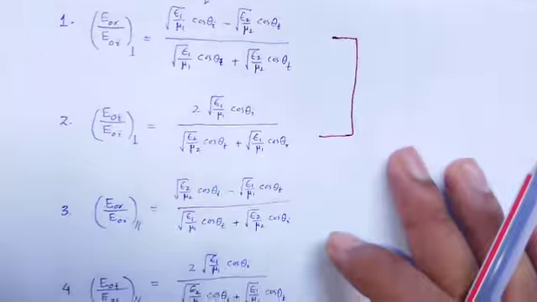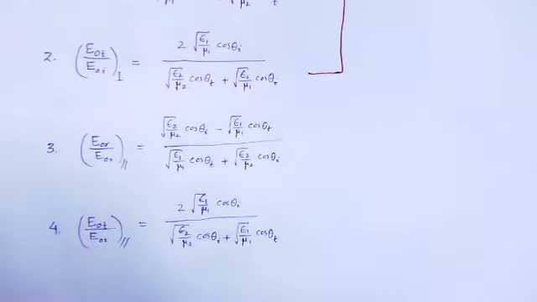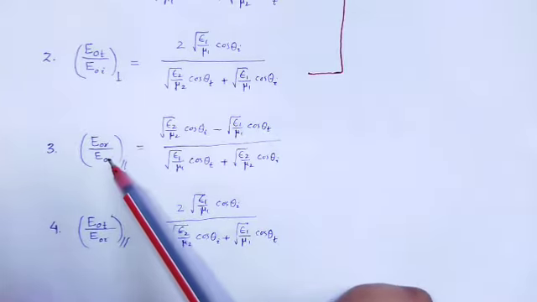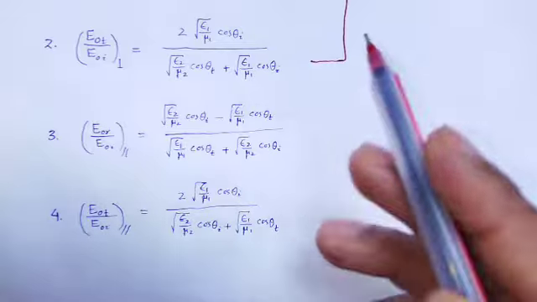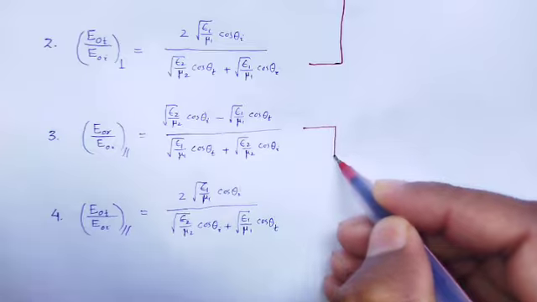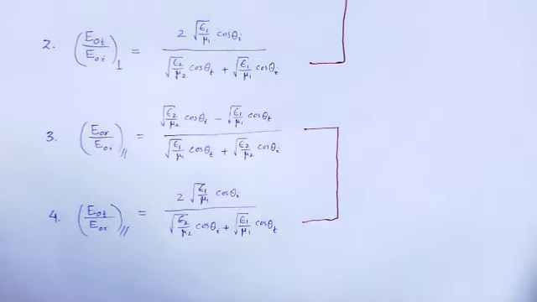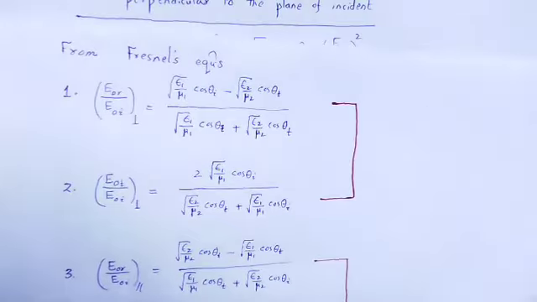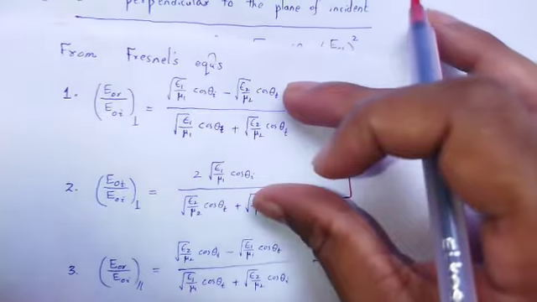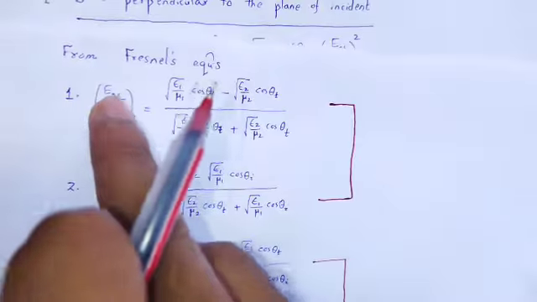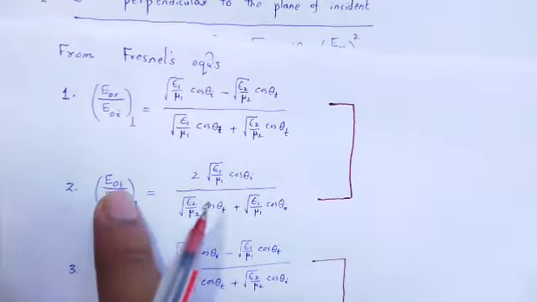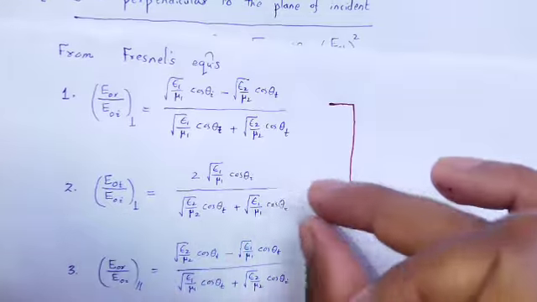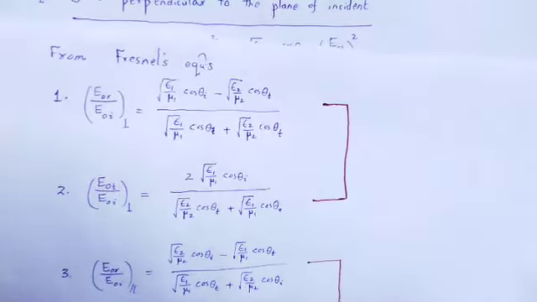Next, another 2 Fresnel's equations. When the E vector is parallel to the plane of incidence, reflected to incident in the parallel situation, transmitted to incident in the parallel situation. We use the Fresnel's equations for the perpendicular situation. For E0R divided by E0I, that equation is used, and for E0T divided by E0I, this equation is used.